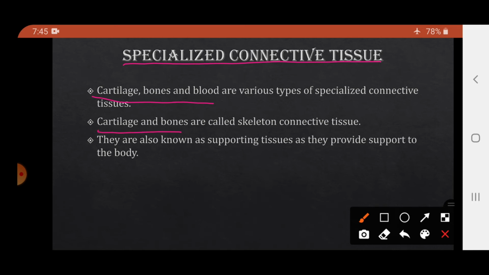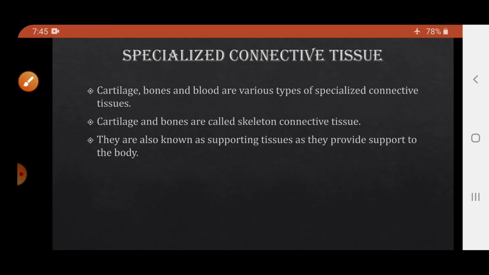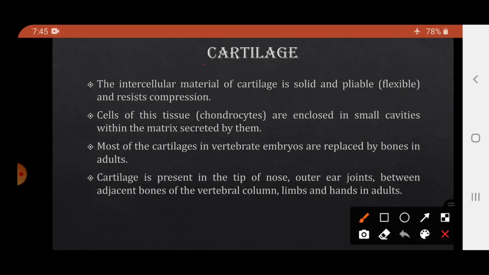The cartilage and bones are also called as the skeleton connective tissue. They are also known as supporting tissues because they provide support to the body. Okay, so cartilage and bone, they are called as the skeleton connective tissue. Apart from that, they are also called as supporting tissues. Why are they called as supporting tissue? Because they provide the support to the body. So first of all, let us study regarding the cartilage.